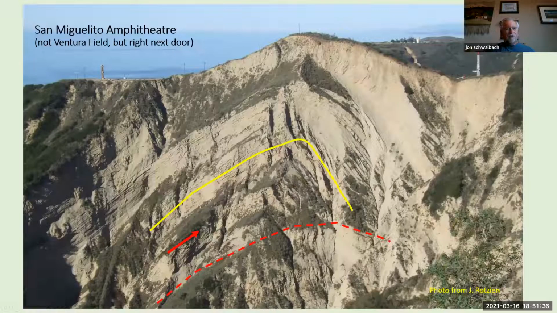And then this is the photo just about everyone sees when they talk about Ventura Field, but it's actually not Ventura Field. As many of you know, it's actually the San Miguelito Amphitheater.